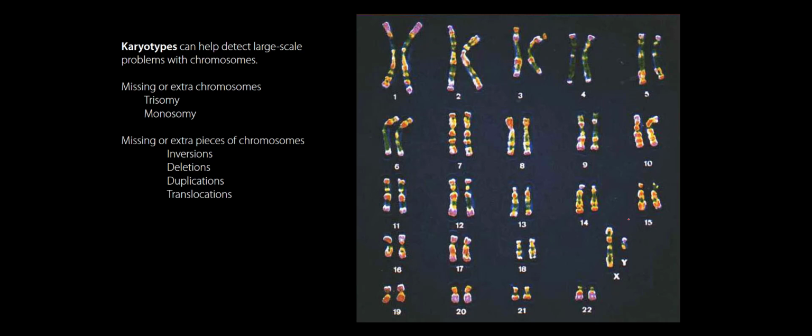The other thing you can do is detect chromosomal abnormalities, okay? And this is probably a little trickier, but there are inversions, deletions. Deletions would be like what happens in Cri-du-chat. Duplications and translocations. We'll go through these.